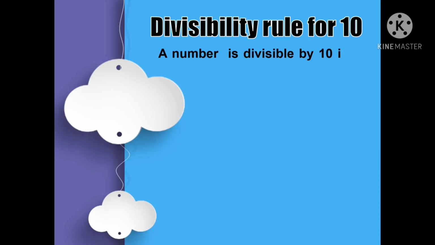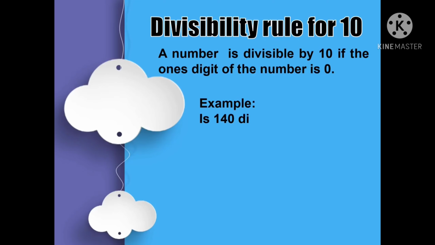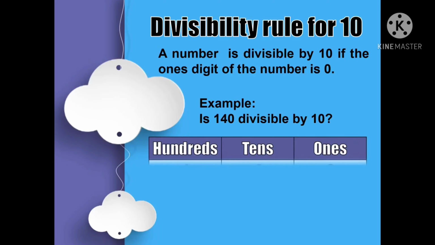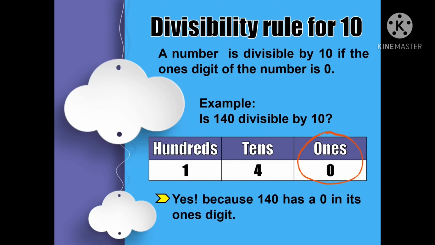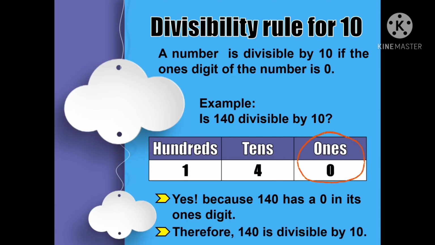A number is divisible by 10 if the ones digit of the number is 0. Again, if the ones digit of a number is 0, then it is divisible by 10. Example, is 140 divisible by 10? So the ones digit now is 0. Therefore, 140 is divisible by 10.